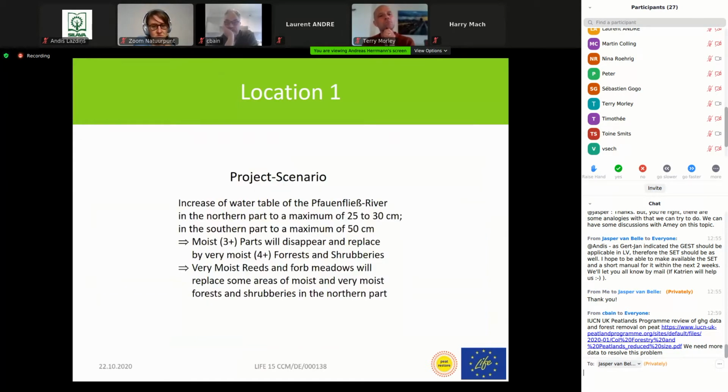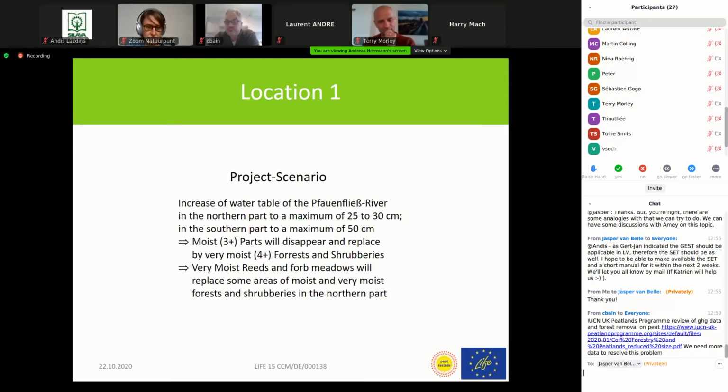And for the project scenario, we expect in this location a water table increase of 25 to 37 centimeters in the northern part, and in the southern part a maximum increase of 50 centimeters. That means that the moist parts will disappear and be replaced by very moist forests and shrubberies, and vice versa.